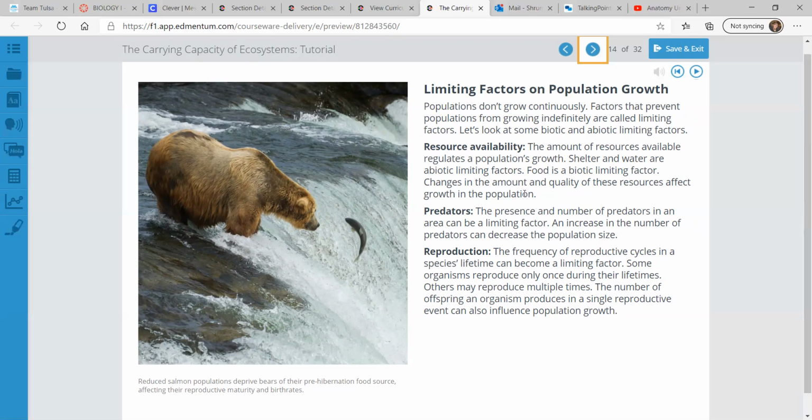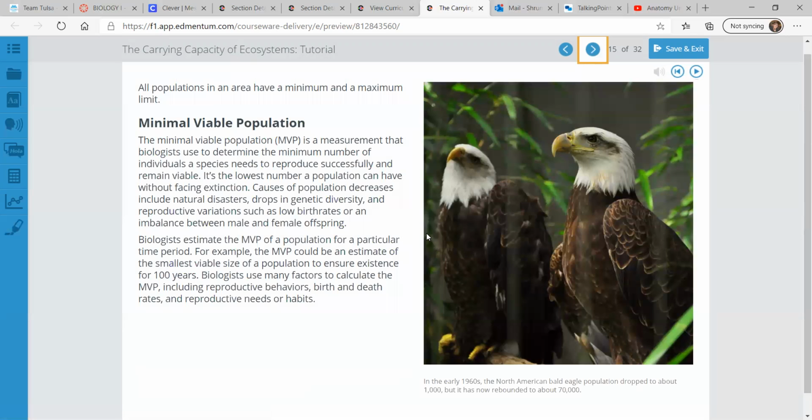So you can see there are these interlocking factors that the population has to depend on. How many resources are available, whether predators are there or not, and how many babies they can have at one time, all affect population growth.